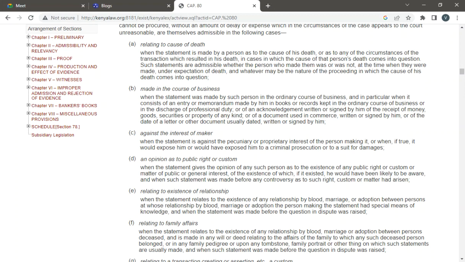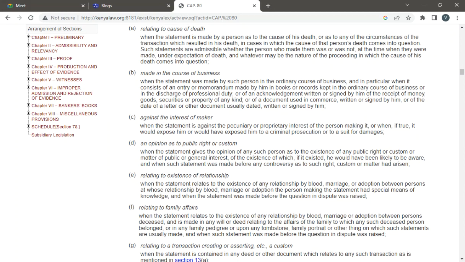When the statement is against the pecuniary or monetary value or proprietary interest of the person making it, or when, if true, it will expose him or would have exposed him to a criminal prosecution or to a suit for damages, it will be admissible before the courts. And an opinion as to public right or custom is also one statement where it's admissible before the courts.